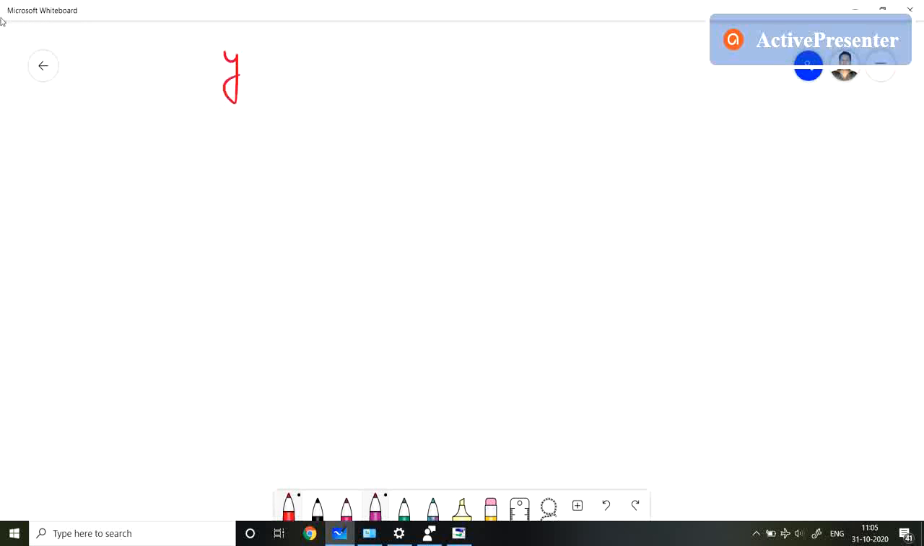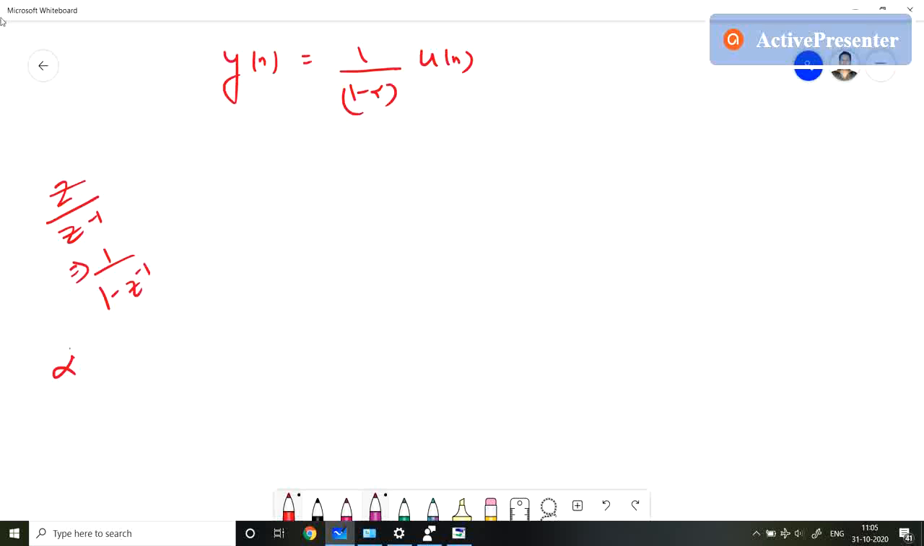Now what is y(n)? Since both signals are causal signals, y(n) is 1 divided by 1 minus alpha, the first term being u(n), because z divided by z minus 1 is 1 divided by 1 minus z inverse. The z transform of alpha raised to the power n u(n) is 1 divided by 1 minus alpha z inverse. Now if we put alpha equal to 1, then it equals u(n). The z transform of u(n) is 1 divided by 1 minus z inverse.